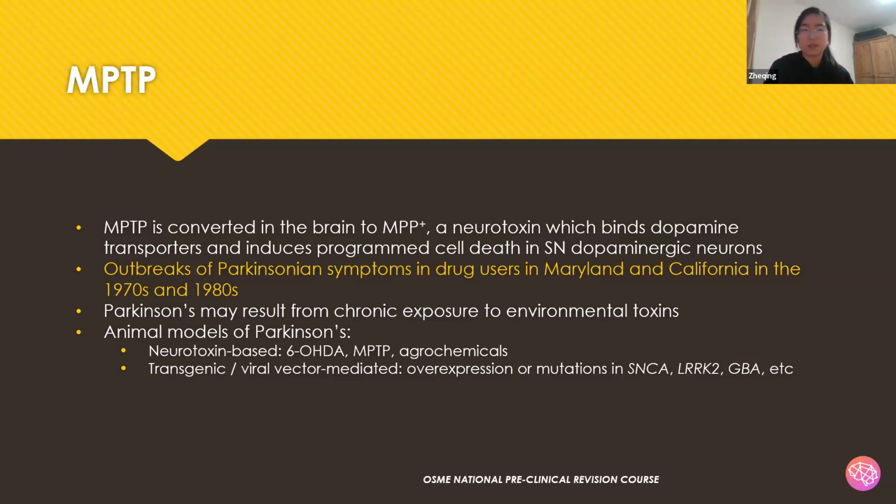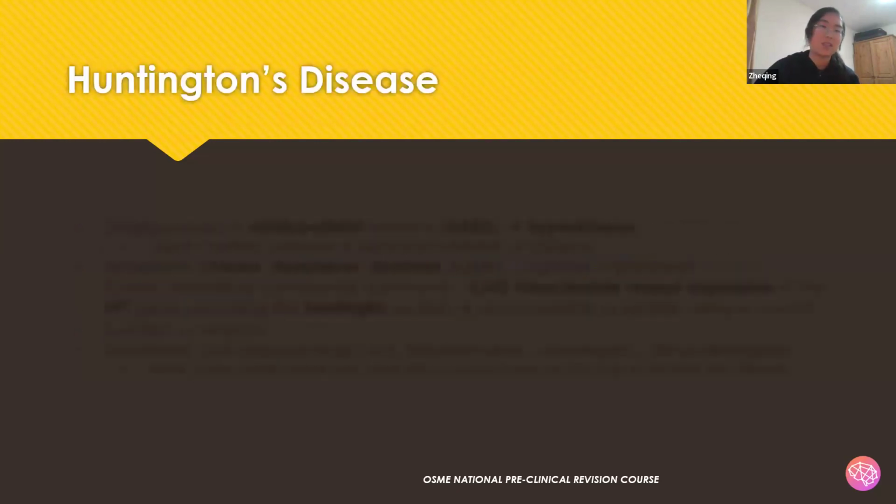There are other neurotoxins that you can use to model Parkinson's, which you don't actually have to know about, but if you want to, you can write about them in your essay. So you have 6-OHDA, you have agrochemicals, and you can overexpress mutations, because there are some known mutations associated with Parkinson's. SNCA, which is the alpha-synuclein gene, and then LRRK2 and GBA, etc. These are three different ways that they make animal models of Parkinson's to study it, but they're not perfect because they don't completely replicate the disease. But you can write about it in your essay.